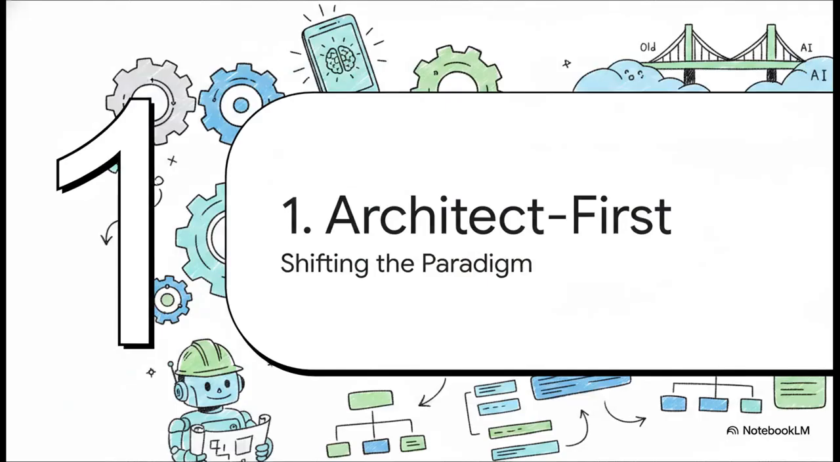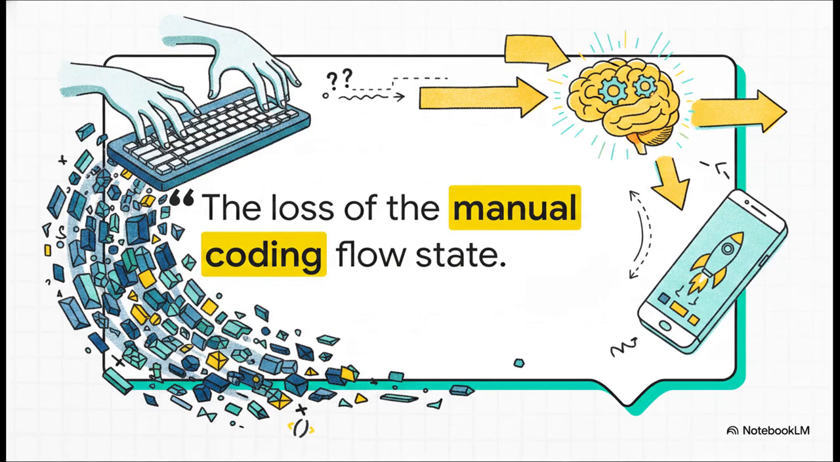Section 1, the architect-first framework, shifting the paradigm. Look, before we even think about touching a configuration file, we've got to address the elephant in the room, a real psychological hurdle. The loss of the manual coding flow state. We all know that deeply satisfying zone, right? Your fingers are just flying across the keyboard, you're writing syntax, solving problems line by line. It feels great. Transitioning to AI IDEs like Antigravity means you are inevitably trading away some of that manual flow. It's a big adjustment, for sure, but I promise you, what you're trading it for is exponentially more powerful.